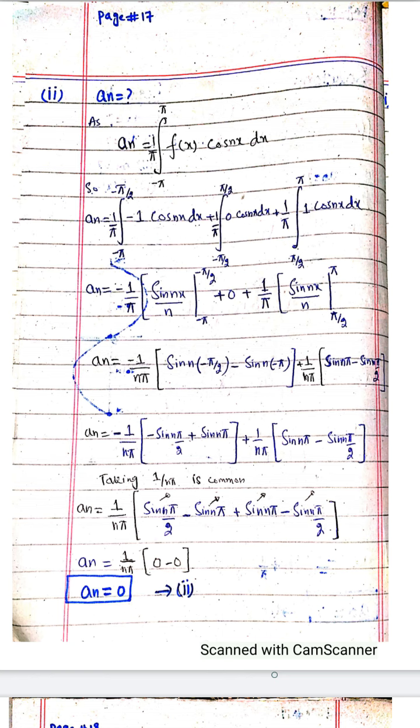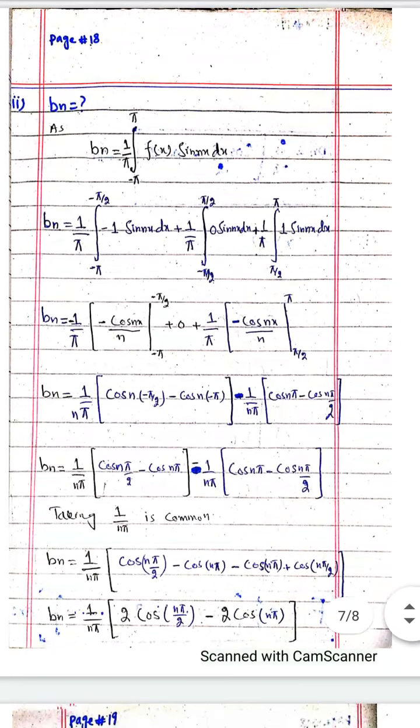Now we will find the last term bₙ. As we know, bₙ is equal to 1 over pi integral from minus pi to pi of f of x sin nx dx. bₙ is equal to 1 over pi integral from minus pi to minus pi by 2, the function is minus 1, sin nx dx, plus 1 over pi, our function f of x is equal to 0, limit is minus pi by 2 to pi by 2, plus 1 over pi integral pi by 2 to pi, function f of x is equal to 1, sin nx dx.